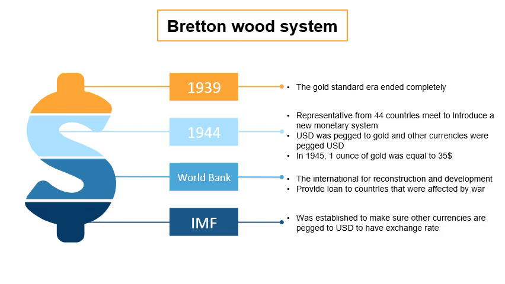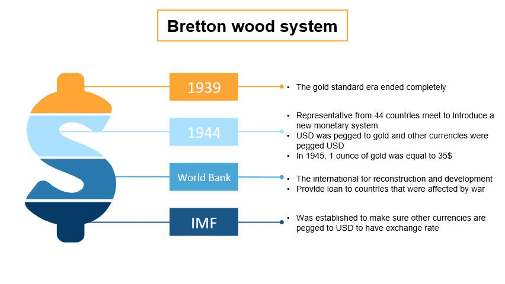In 1939, the gold standard ended due to the war and destruction in many parts of the world, especially in Europe. That's why a new monetary system had to be introduced to recover the world from war and destruction and bring improvement in the economy. That's why representatives from 44 countries met to introduce a new monetary system in Bretton Woods.